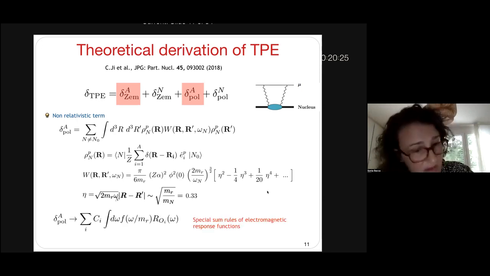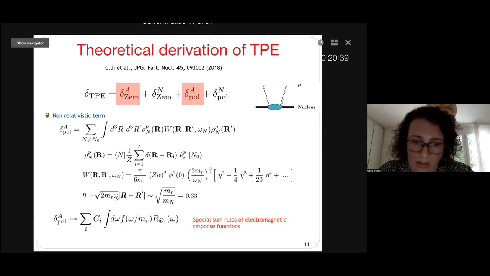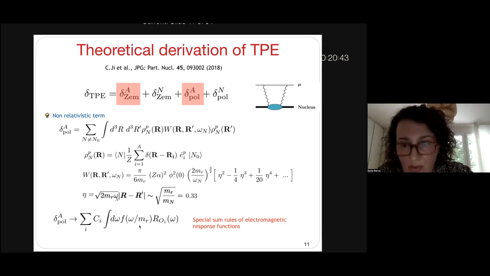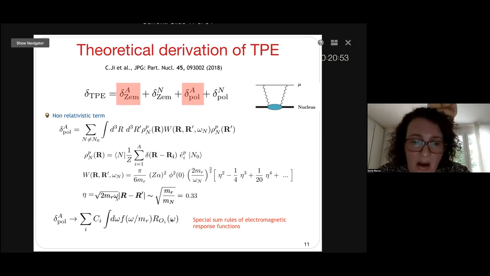If you work out a bit more, you will see that these polarizability effects can be written as a linear combination of special sum rules of the electromagnetic response functions. With special sum rules, I mean that there are weights that are not the standard energy weight or inverse energy weight. The functions can be more complicated, such as logarithms, square roots, etc. And these are the electromagnetic response functions.